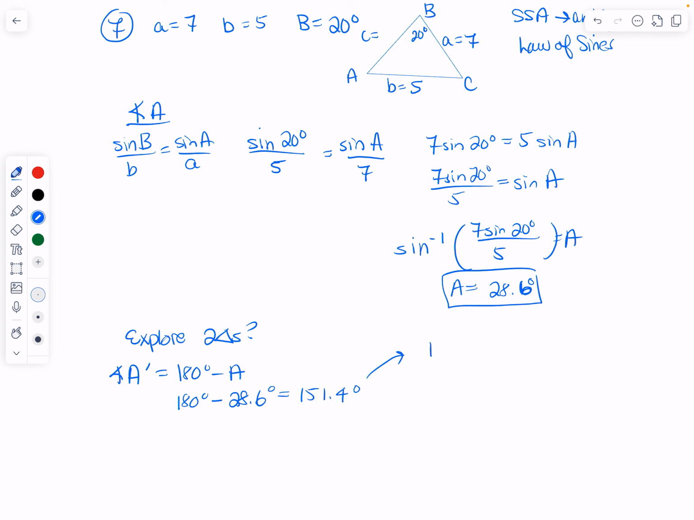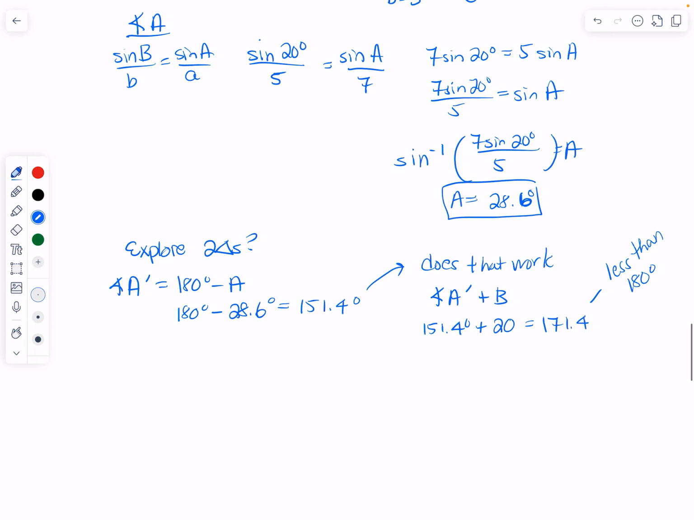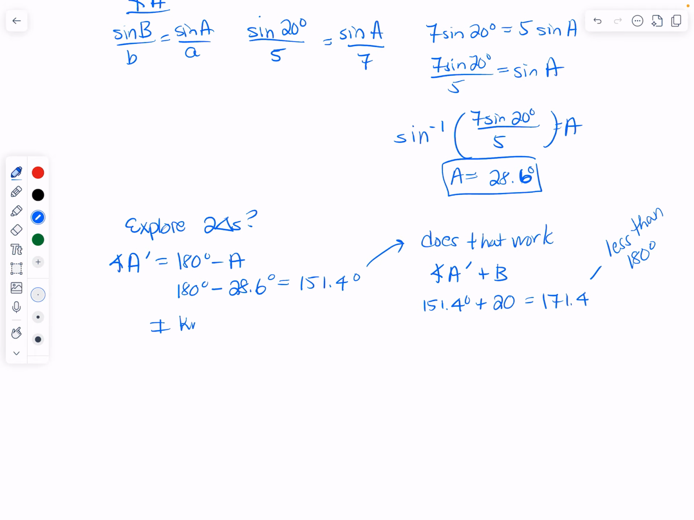Now, I have to check, does that work? In order to do that, I'm going to add A prime plus angle B. So 151.4 plus given angle B, which was 20, results in 171.4, which is less than 180 degrees. That means it's a viable angle. If it exceeds 180, then I know the angle doesn't work. So at this point, I know I have two triangles. So that means I have to solve for both.